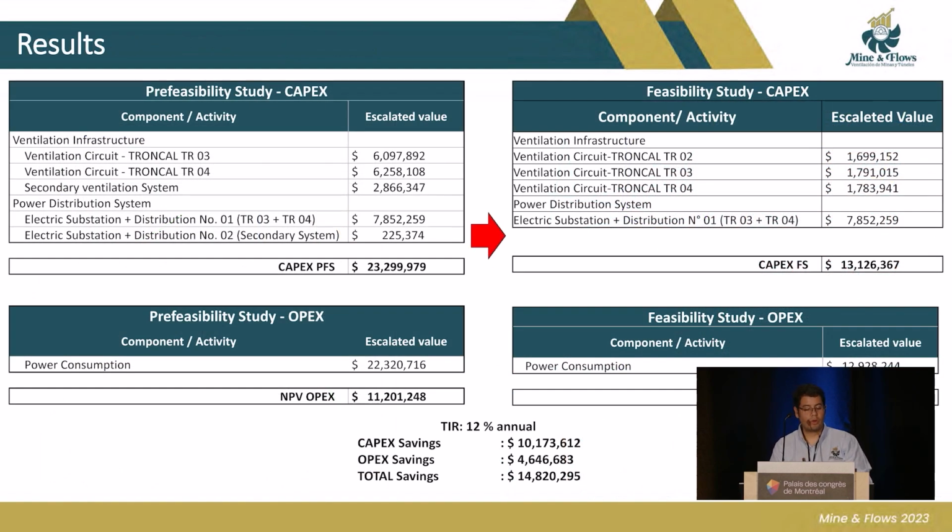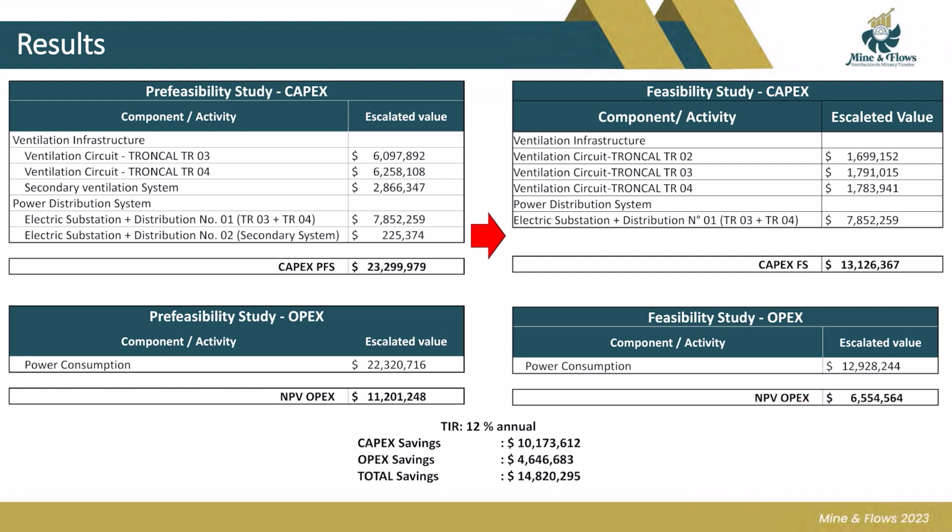From the economic standpoint, we can see the impact of the proposed alternative on the CAPEX of the ventilation system, with a significant decrease of almost $10 million, mostly related to the standardization of the mine fans required by the system. The impact is also on the operating costs due to the decrease of the power consumption, reducing the estimated OPEX NPV by $4 million, making total savings of $14 million.